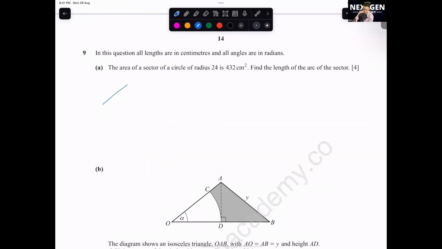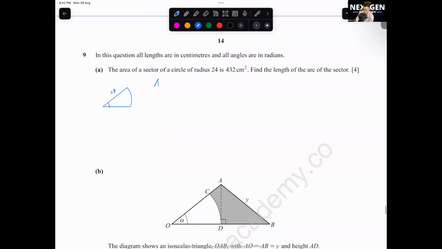Okay, so what I like to do, draw it out first, so you can see. I got a sector, radius 24. I don't know what's my theta here. I know that the area is 432. What's the formula of area? Half r square theta equals to 432. I got my r is 24. Therefore, my theta, I just rearrange the whole thing. You'll get 1.5 radian.